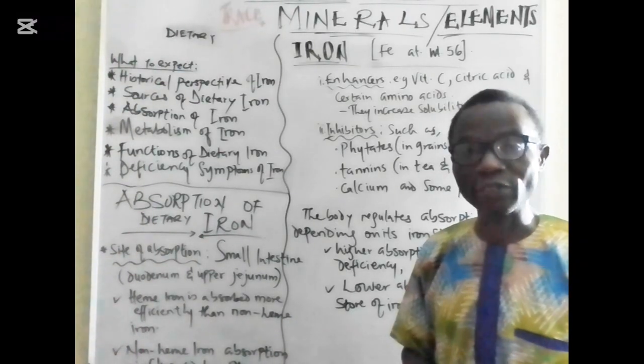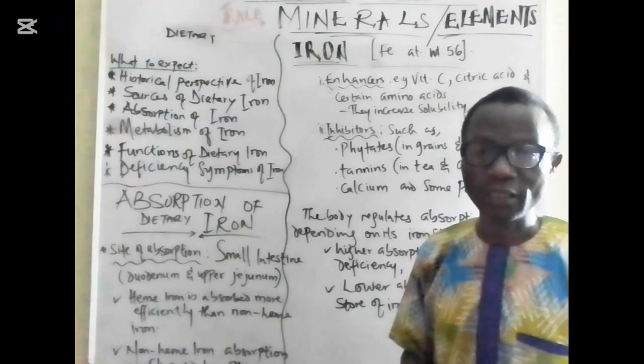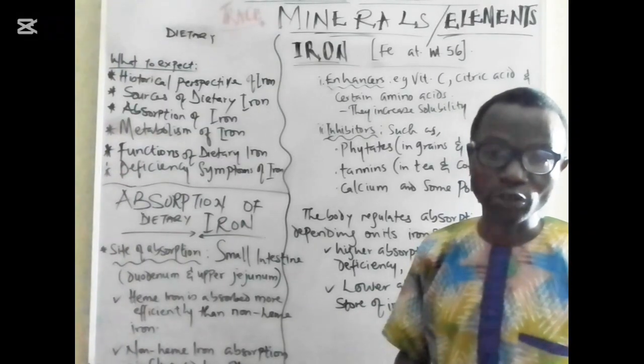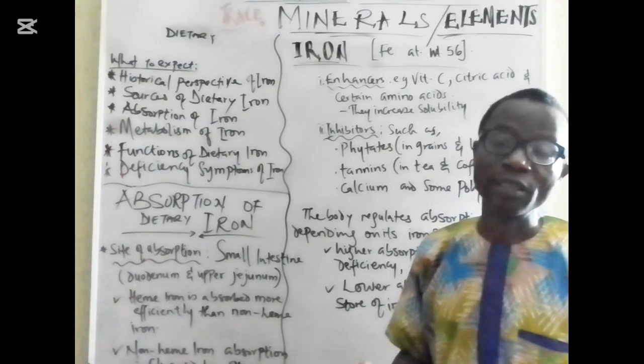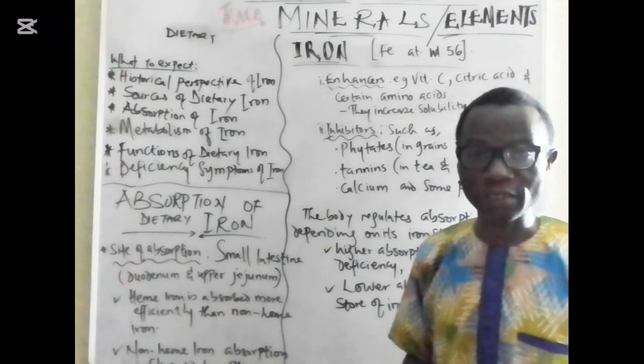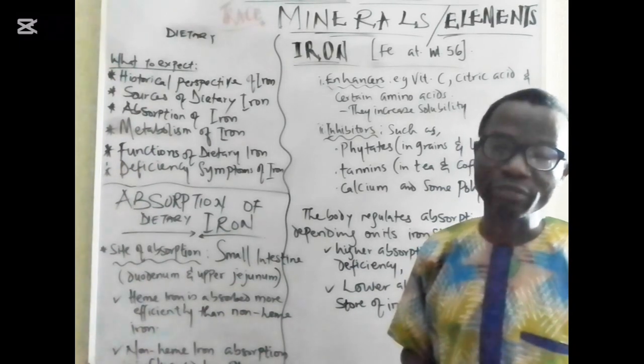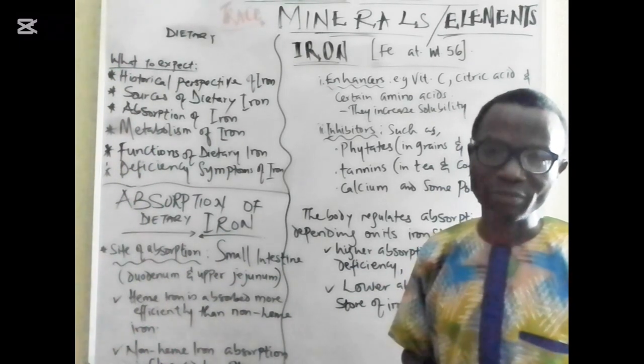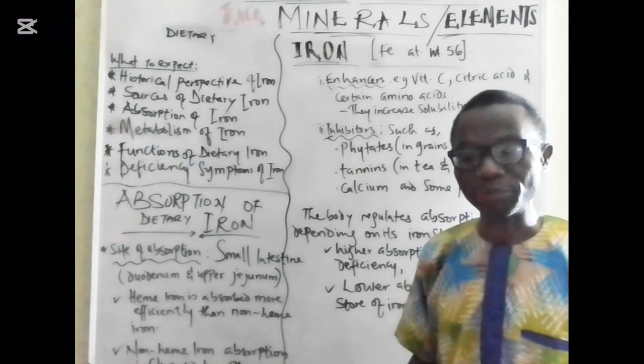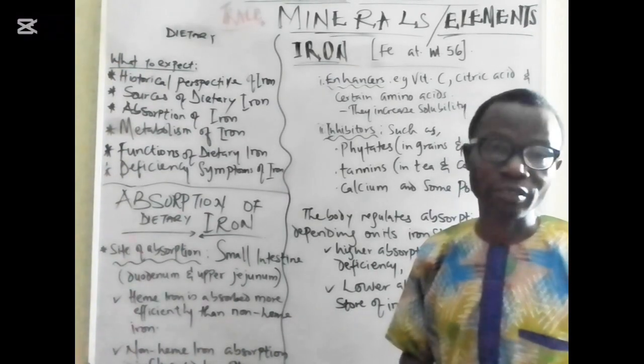Now, we can get dietary iron from meat and animal tissues. From plants, you get it from legumes, seeds, and green leafy vegetables. Among green leafy vegetables, you have the pumpkin and the others.